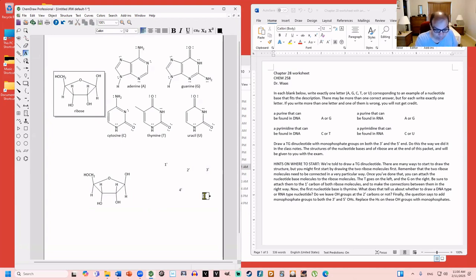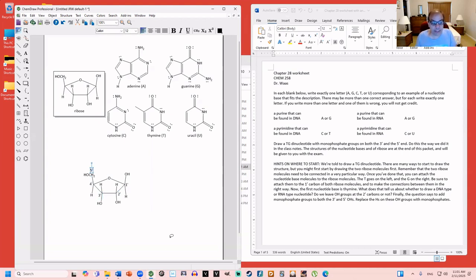Prime, 5 prime. So remember, the 1 prime carbon is what we will learn in chapter 19 is called the hemiacetal carbon. Hemiacetal being a carbon with OR and OH directly attached. And then it goes around like this, 2 prime, 3 prime. And you've probably heard some of these in your biology classes. You've probably heard of the 3 prime and 5 prime carbons.